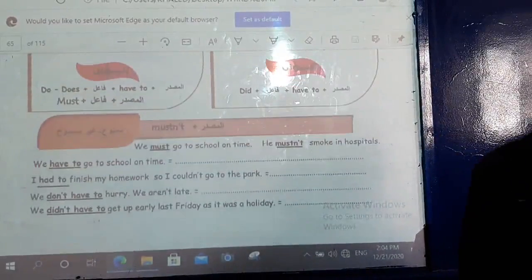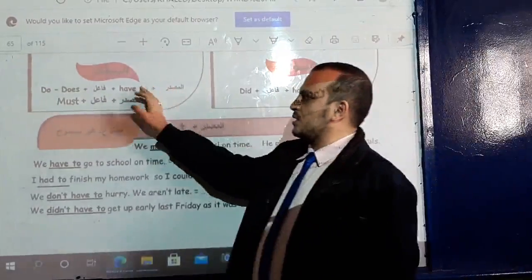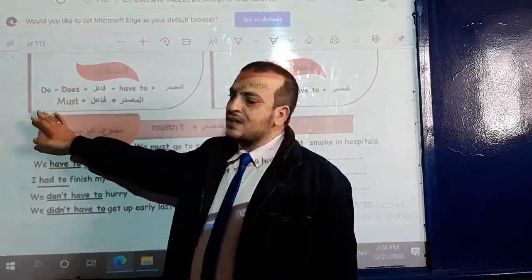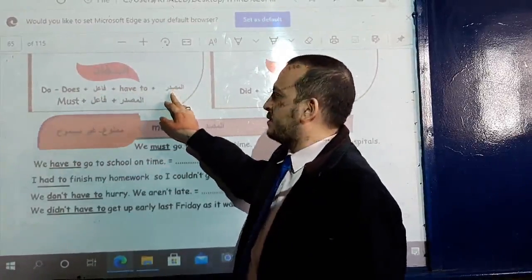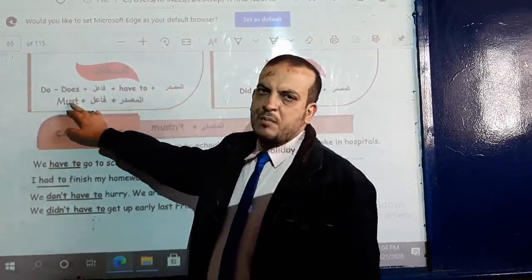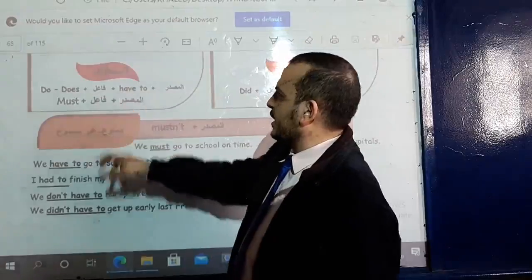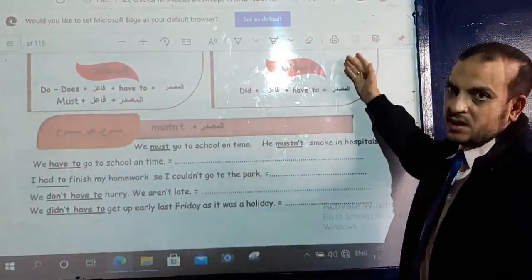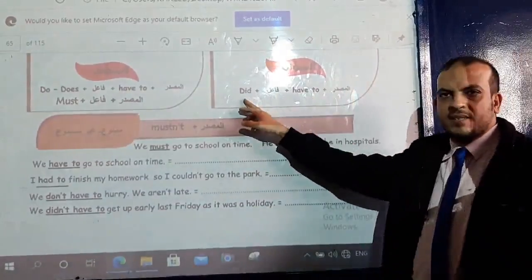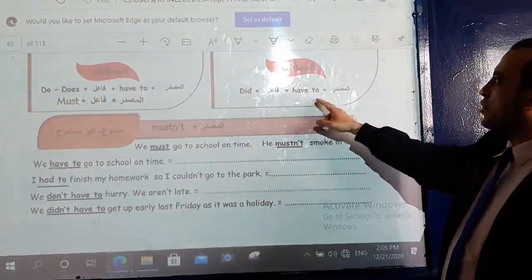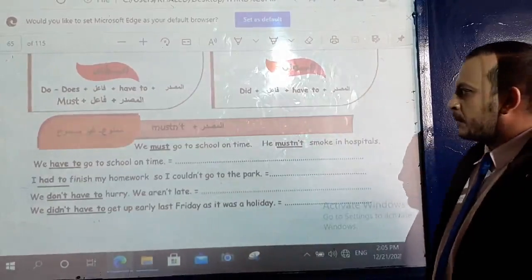What about forming a question? As you see now, the question for have or has starts with do or does, then the subject, they have to, then the infinitive. What about must? Start with must directly, then the subject, then the infinitive. About had to: start with did, then the subject, then have to, then the infinitive.